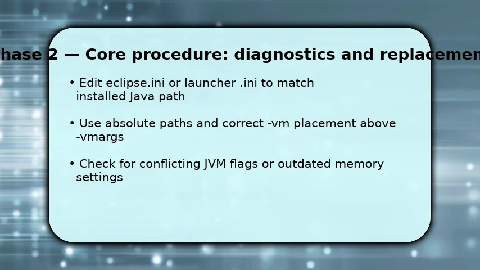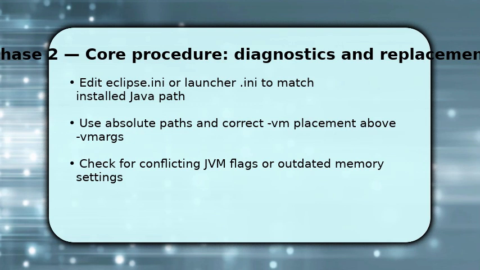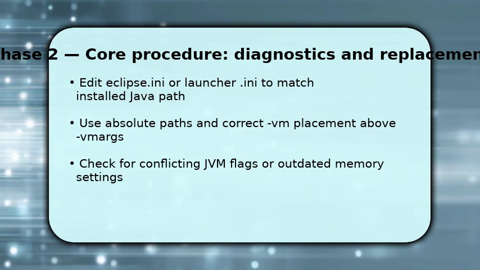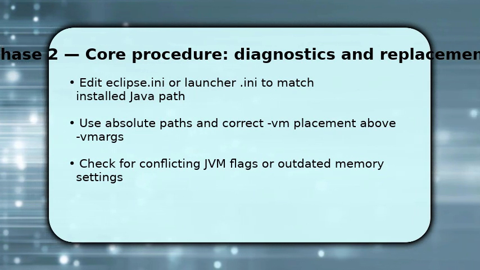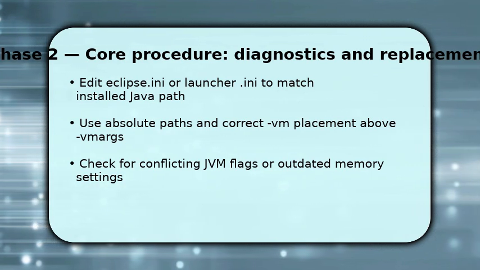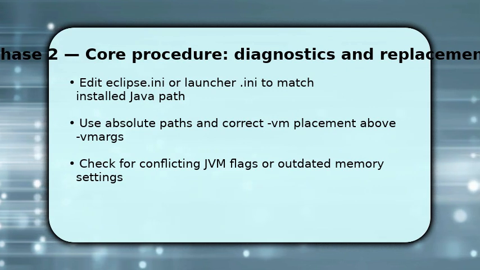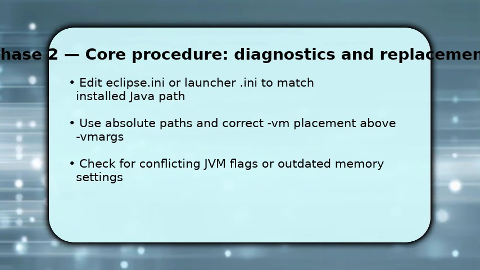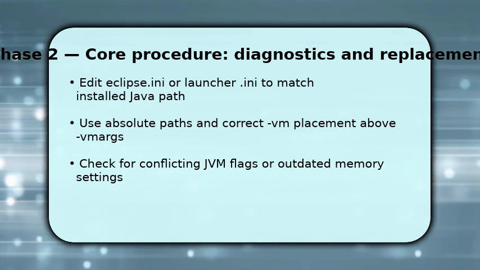Now you edit the launcher configuration file. For Eclipse, it's eclipse.ini. For other apps, find the ini shown by the error. Place the -vm line and the absolute path to java.exe or javaw above -vmargs so the launcher picks the correct JVM. Once that is in place, remove or update any JVM flags that might be incompatible, such as old GC or memory settings. Mismatched flags cause immediate failures.